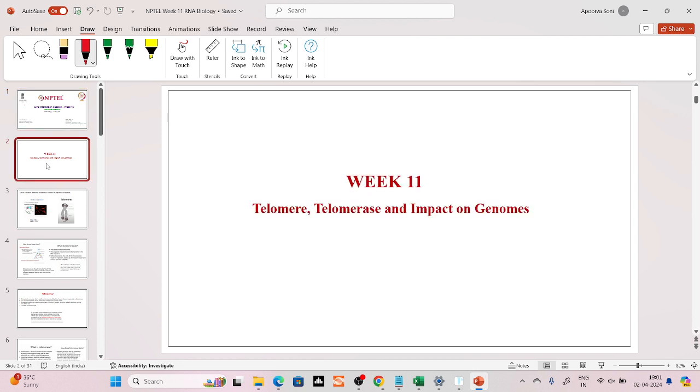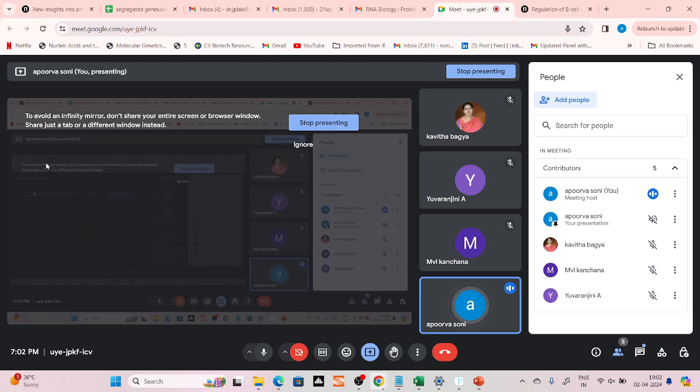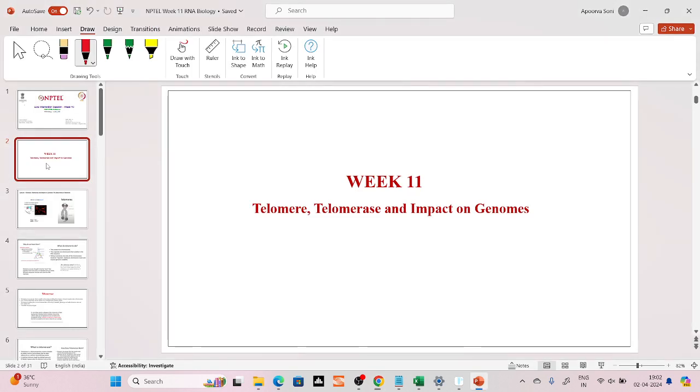So today we'll start our lecture for week 11, and the topic for today's lecture is telomerase and its impact on genomes. In the previous class, we ended up at telomere, and today's lecture would be all about telomere, the enzyme telomerase, and the impact of telomere length and telomerase on normal functioning of the cell, as well as in the cases of some kinds of diseases. Particularly, we'll be focusing on cancer.